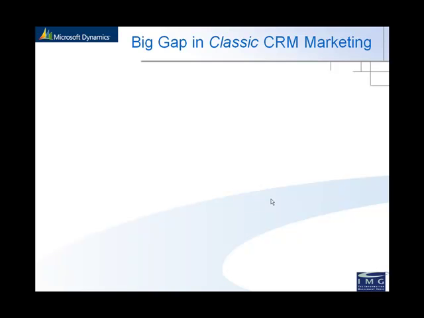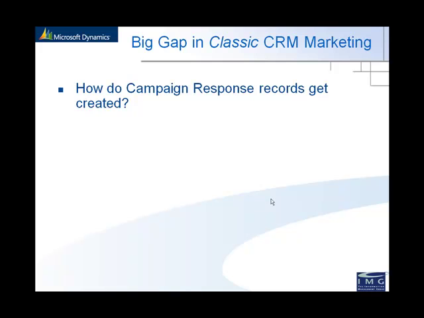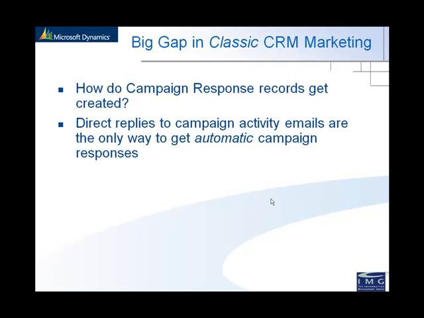Now, what's the gap that I refer to in the classic CRM marketing? Campaign response records are traditionally relatively difficult to create, especially automatically. And in fact, in this feature set, direct replies to campaign activity emails are really the only way that you can get automatic campaign responses.